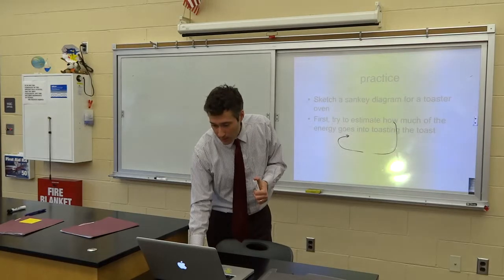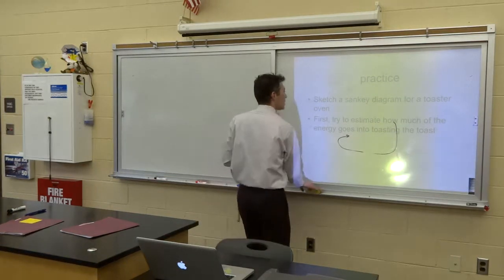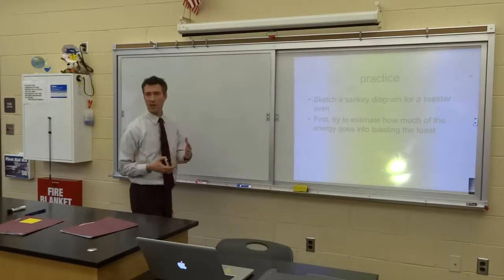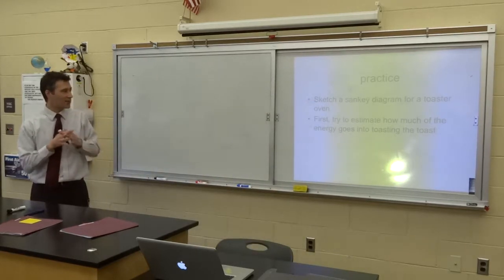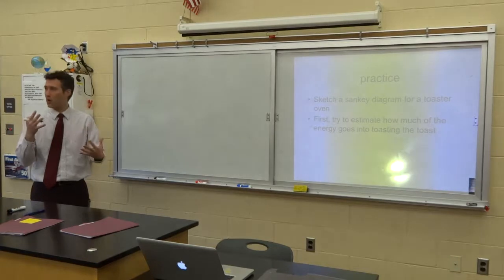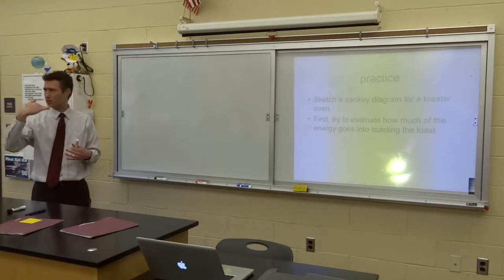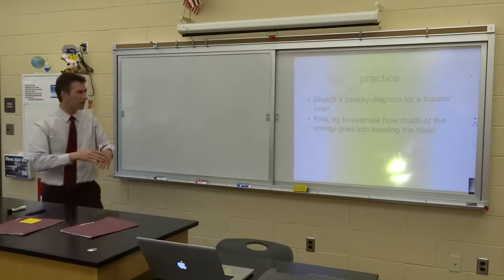So let's do one on our own. I picked one that I thought was easy, but not as easy as a light bulb. So I'd like us to come up with a Sankey diagram for a toaster oven, which I suppose would be the same as a regular toaster. Toaster oven kind of has like the door, right? The toast doesn't just pop right up.